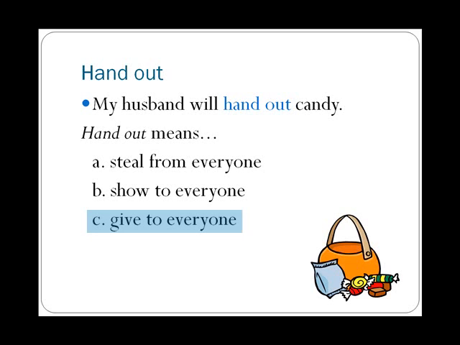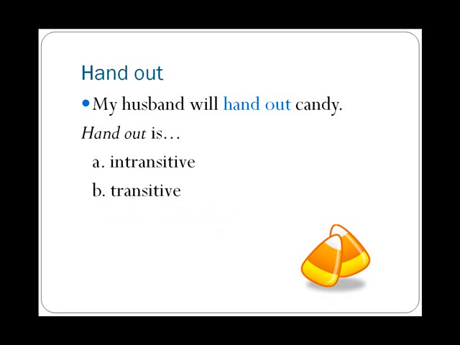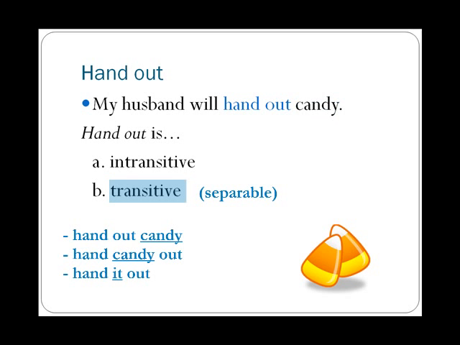When you hand out things, you give those things to everyone in a group or everyone in a place. Look again at the statement. Is hand out intransitive or transitive? Well, he's handing out candy. Candy is the object, so hand out is transitive. I'll also tell you that it's a separable phrasal verb. He can hand out candy or hand candy out. But note with the pronoun, we'd have to say, he hands it out.